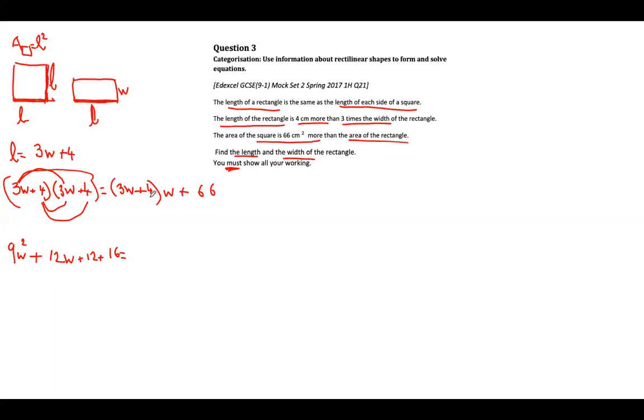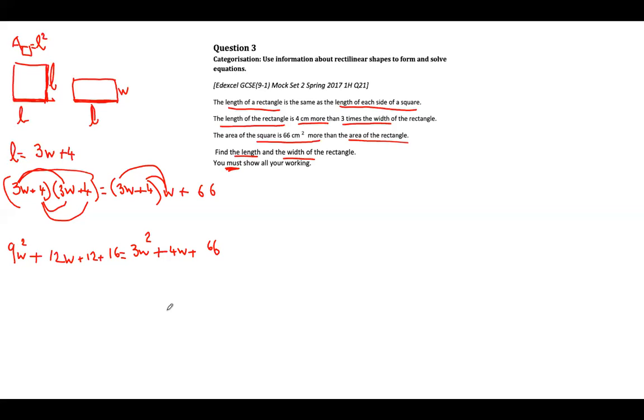Equals, here we have a single bracket to expand. So W multiplies each term inside the bracket, the 4 and the 3W. This side becomes 3W to the power of 2 plus 4W plus 66. Now I can see W to the power of 2 on both sides, so I'm dealing with a quadratic equation, all right?